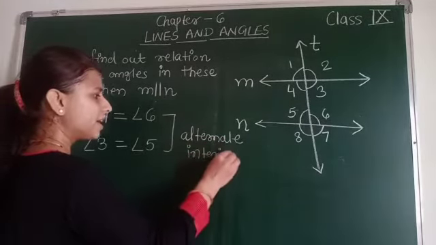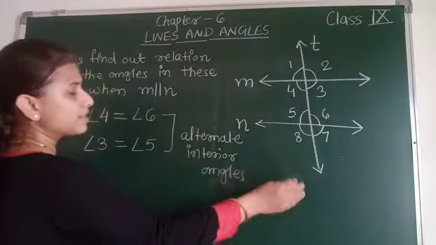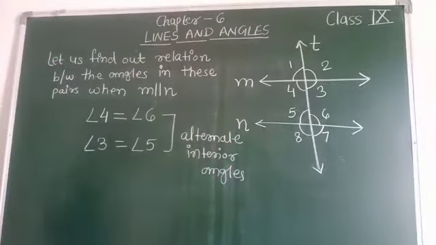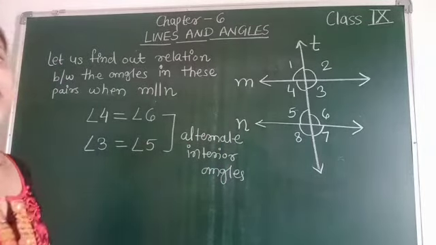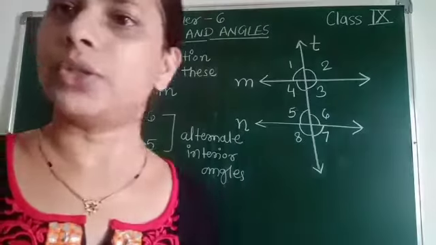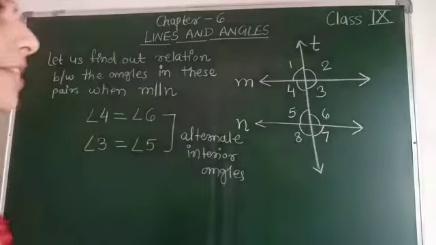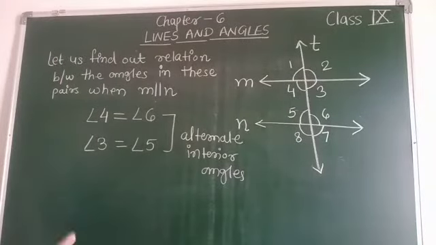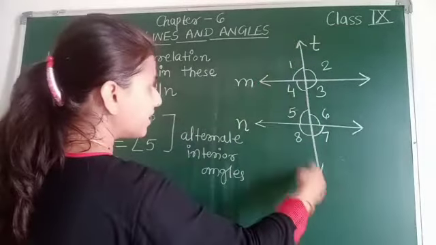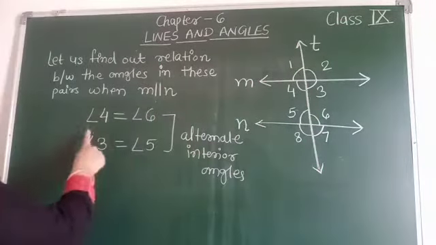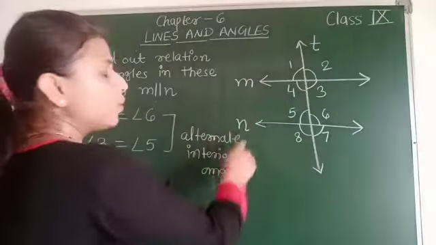It means when a transversal intersects two parallel lines, in that case alternate interior angles are equal to each other. And what will be the converse statement of this? Yes, if a transversal intersects two lines and the alternate interior angles are equal, in that case the two lines will be parallel.